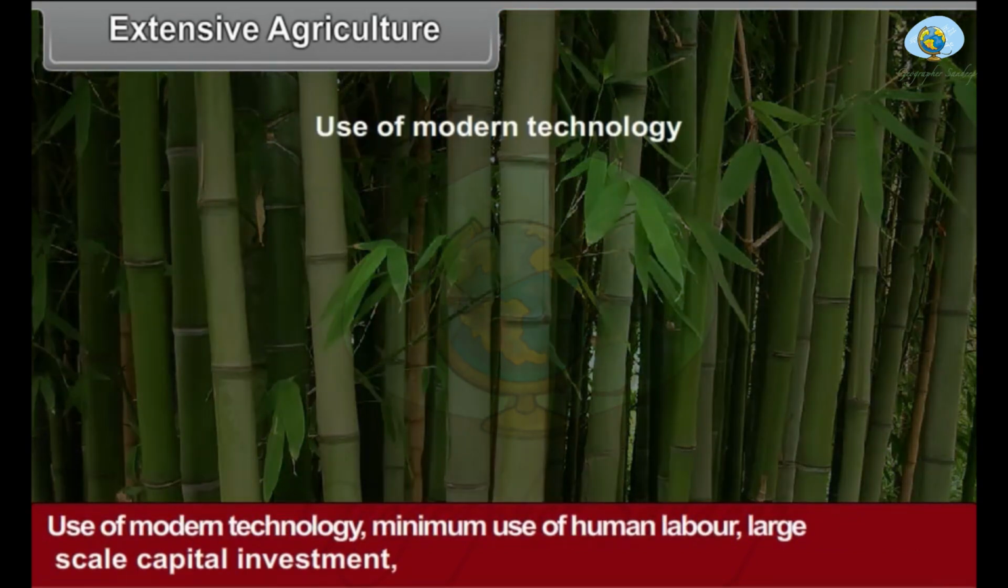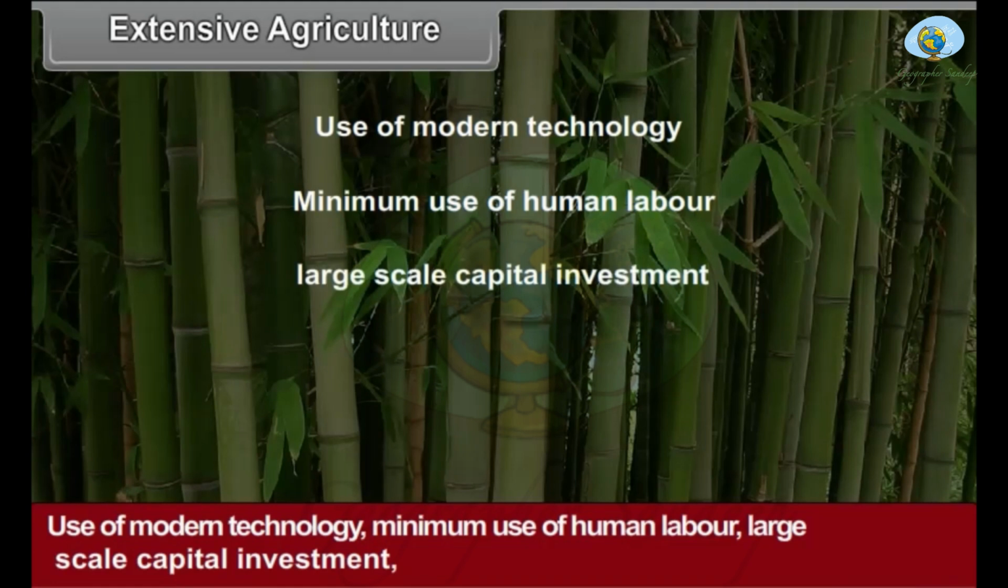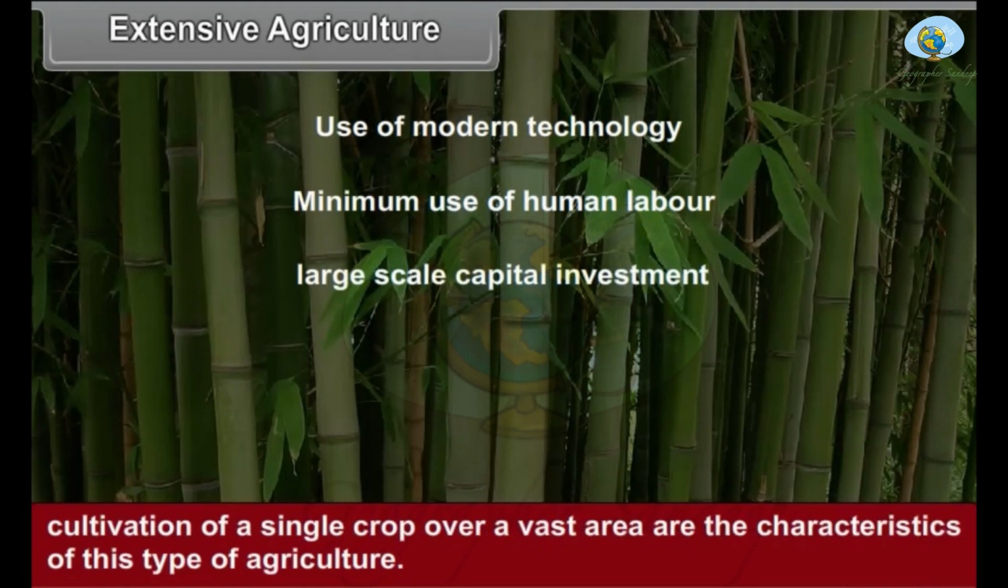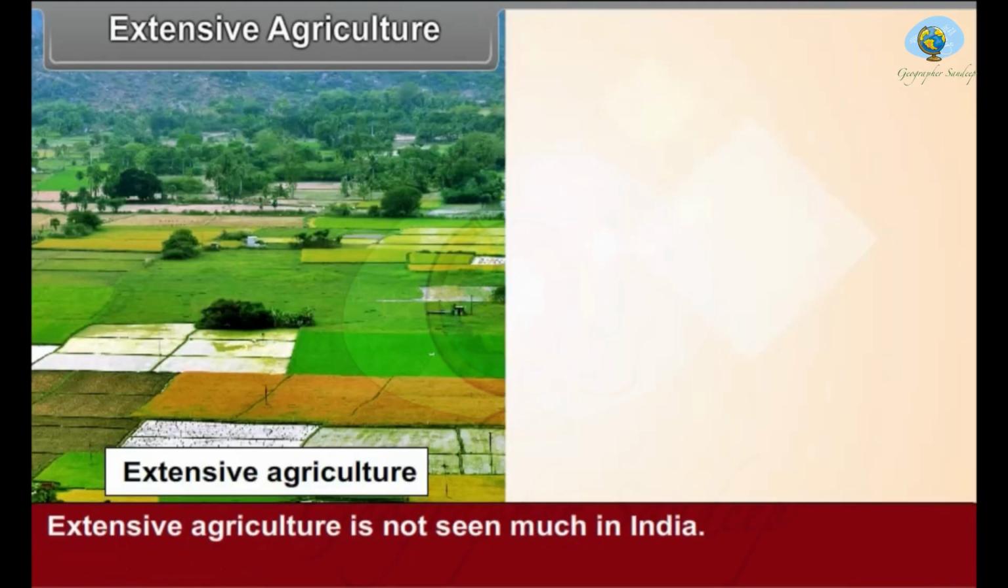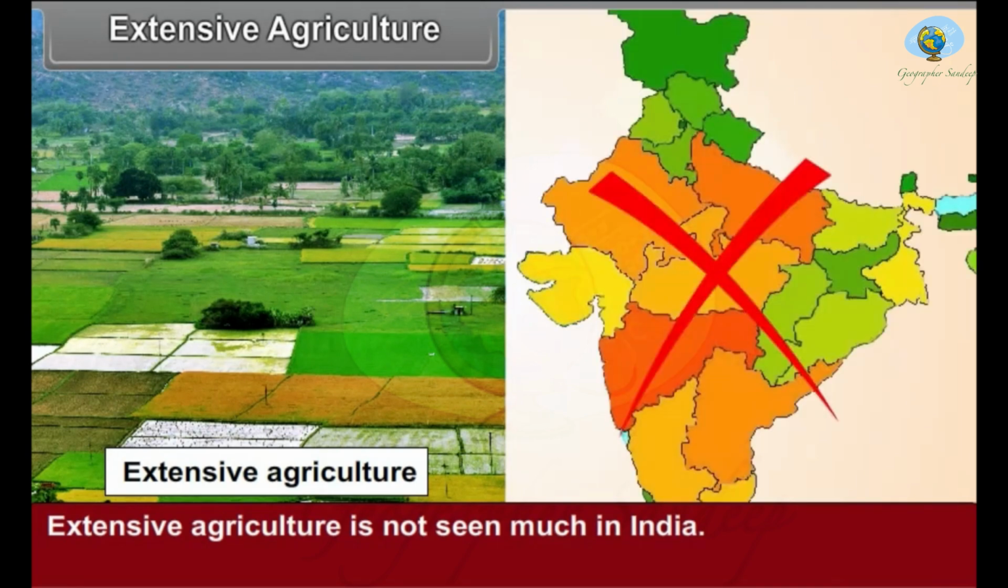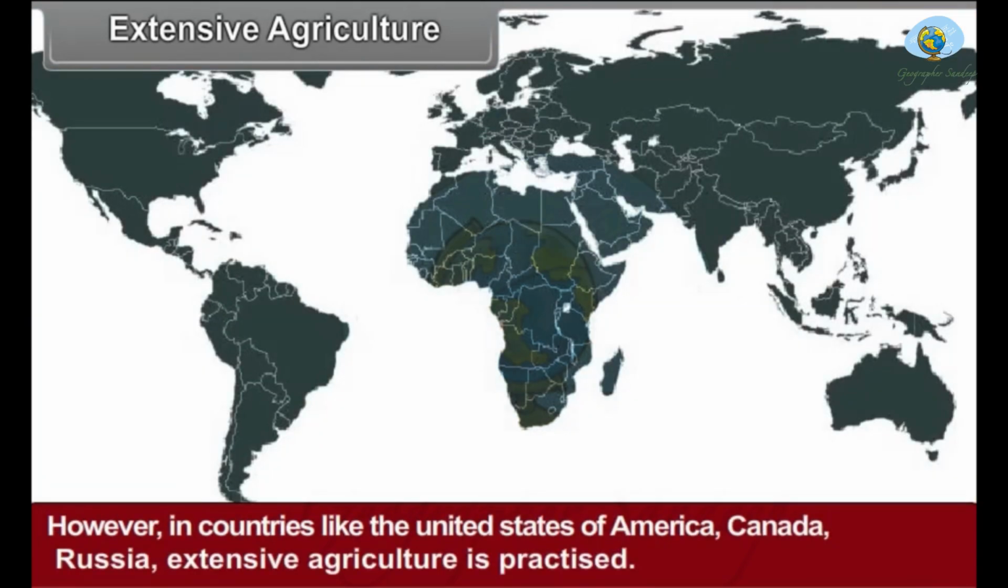Use of modern technology, minimum use of human labor, large-scale capital investment, cultivation of a single crop over a vast area are the characteristics of this type of agriculture. Extensive agriculture is not seen much in India. However, in countries like the United States of America, Canada, Russia, extensive agriculture is practiced.